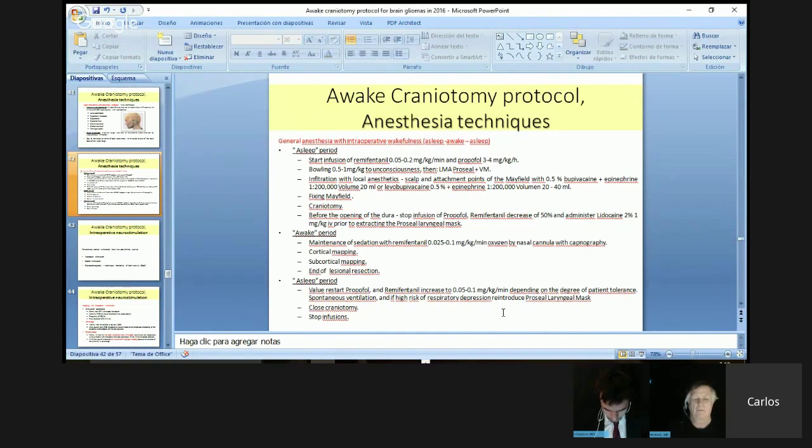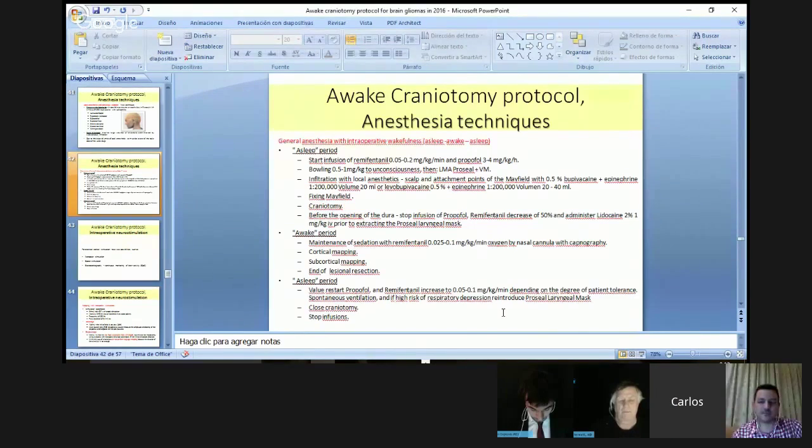After that, in the second time, during the awake period, we maintain the sedation with remifentanil at 0.025 to 0.1 milligram per kilogram per minute, with oxygen by nasal cannula and capnography. We do it during this step: cortical mapping, subcortical mapping, and the end of the lesional resection.